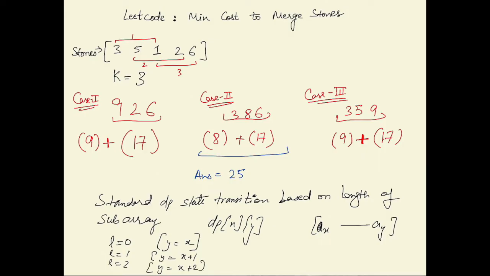So basically first we calculate the answer for single length elements, that is, let's say this is the array, then we calculate the answer for 3, for 5, for 1, for 2, for 6. Then we calculate the answer for 2 length subarrays. So we calculate for 3 5, for 5 1, for 1 2, for 2 6, then for 3 length: 3 5 1, for 5 1 2, for 1 2 6, then for 4 length: 3 5 1 2, 5 1 2 6, and then for the complete array of length 5.